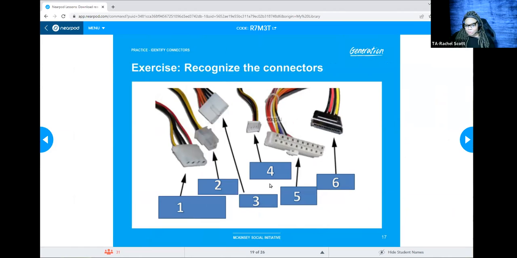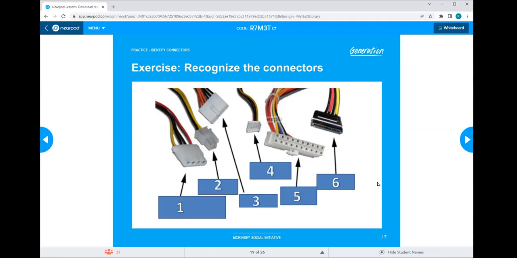Now, do we recognize any of these connectors here? Yes. Can you just let everybody know which ones you recognize, Greg? We have the SATA. Number six is SATA. Then we have the P15 fan connector, number three. We have the 20 plus four, and that number two is the four that goes with that. And then this one here, number one, is the Molex.